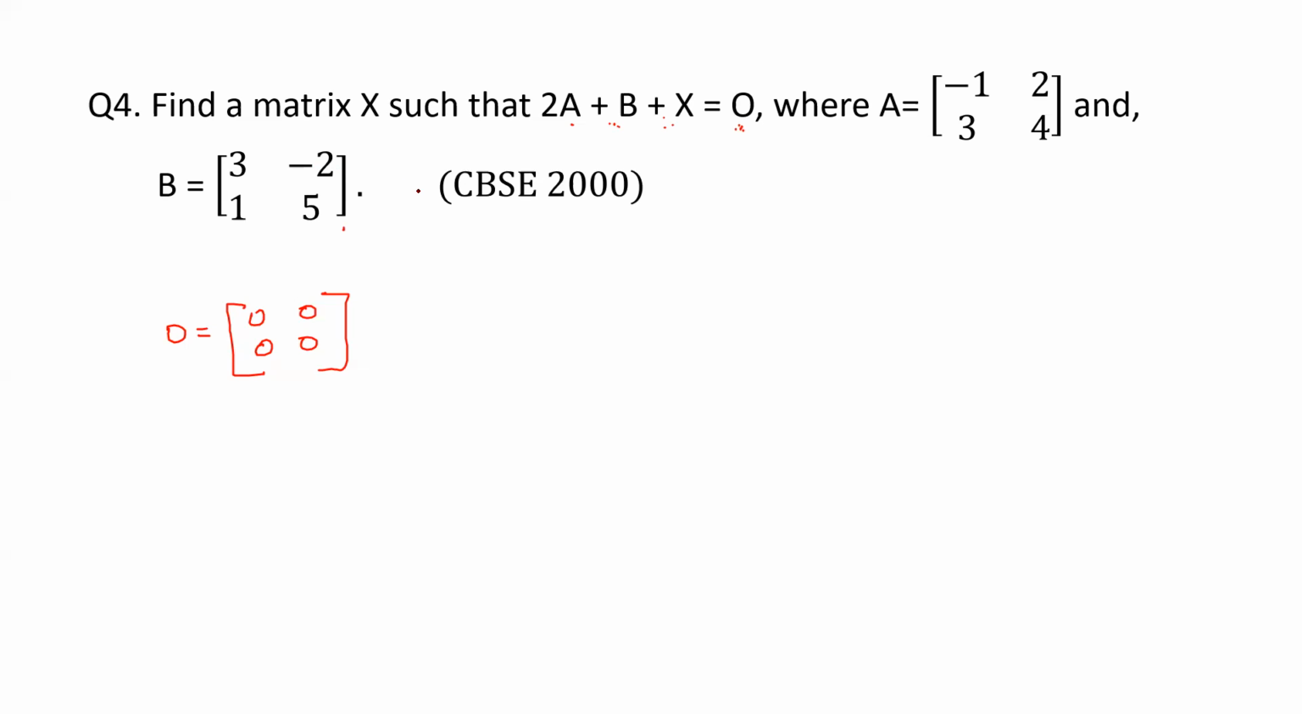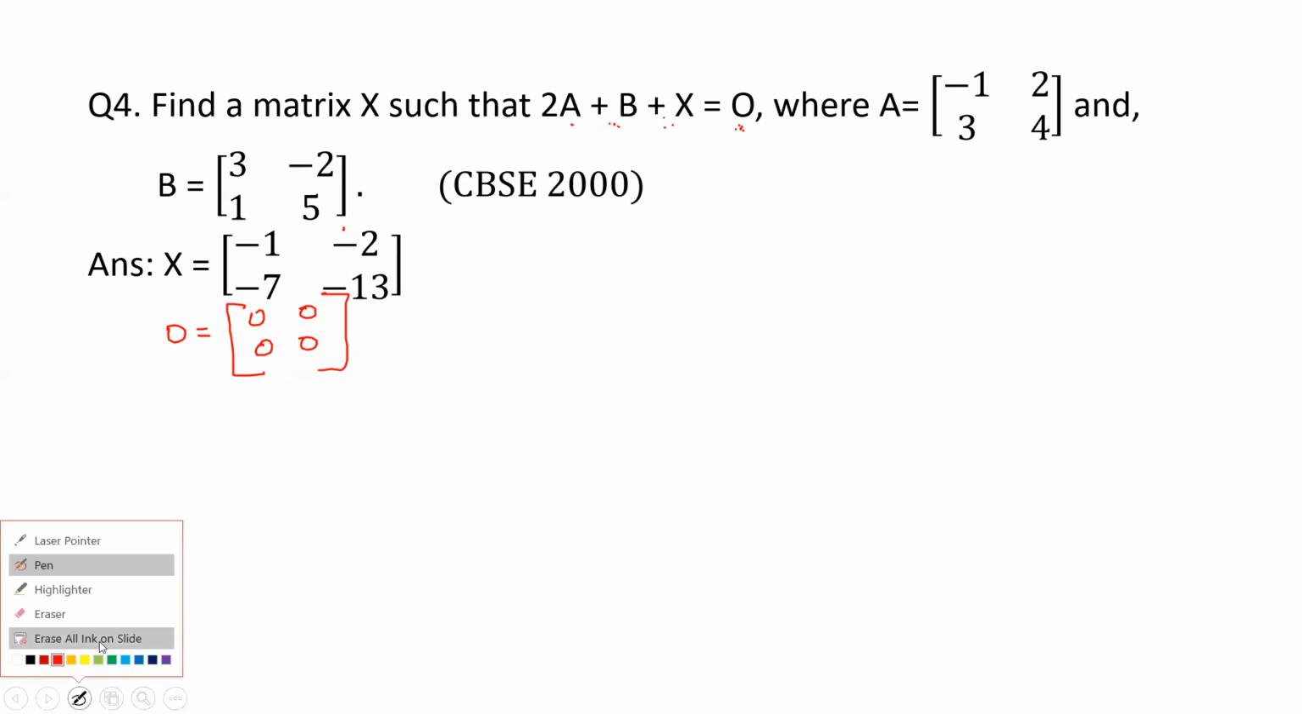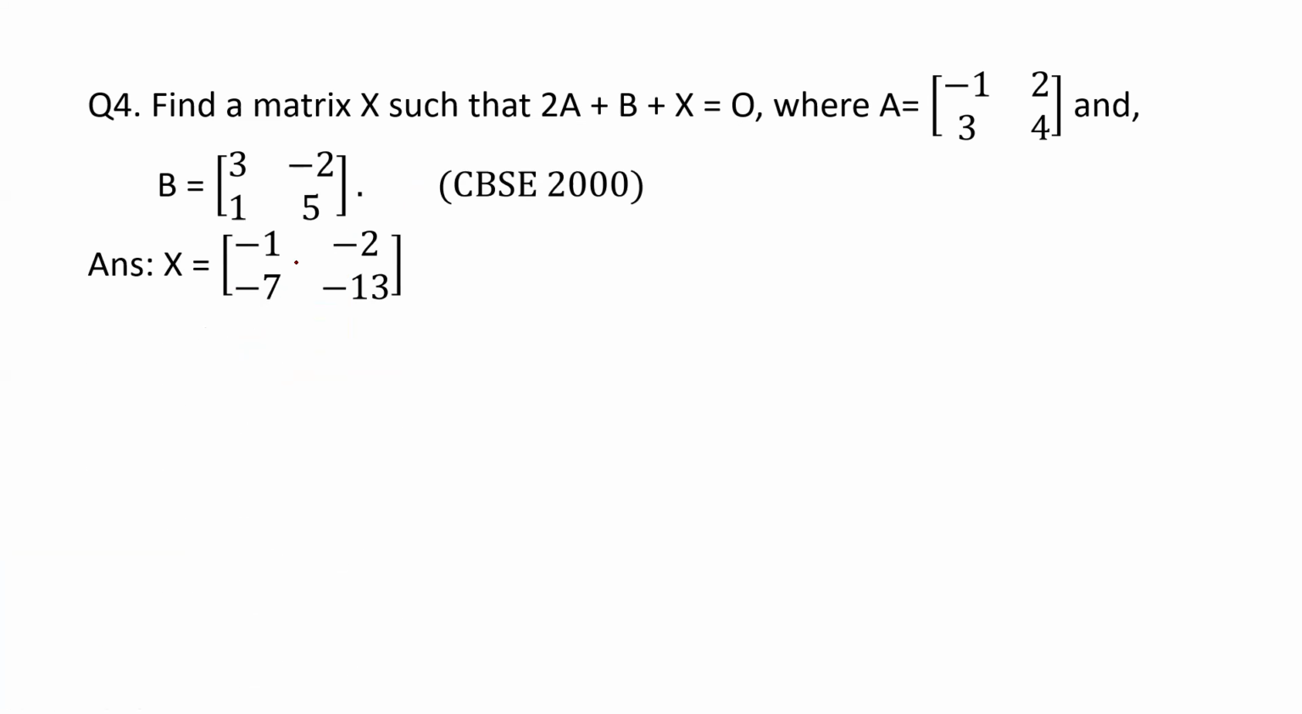Sorry, Shiva, I've just checked. Okay, so first row is -1, -2, and -7, -13. Very good, Shiva. Great, this is correct. Check the next one.